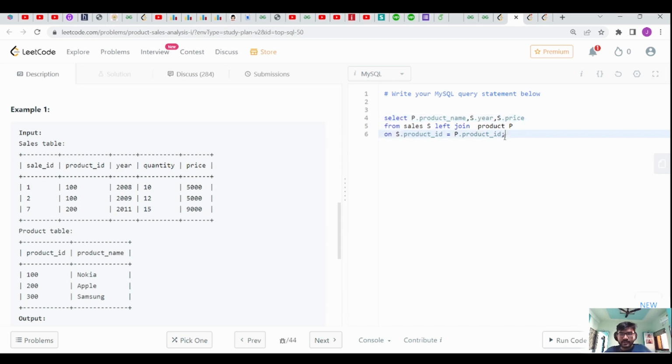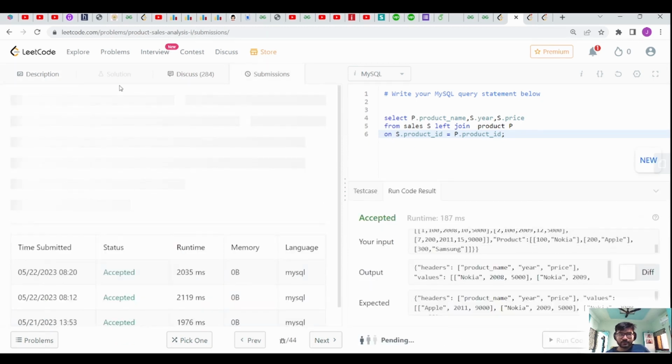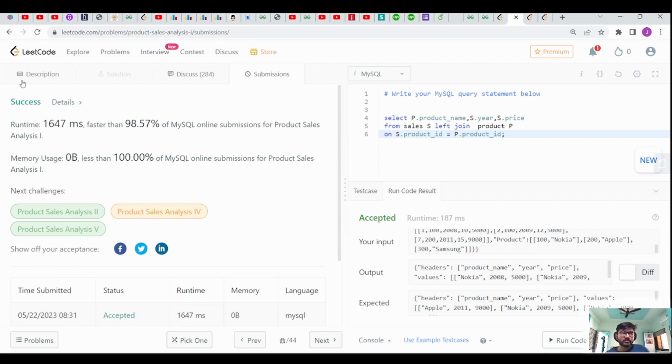Let's end with a semicolon, and let me try to run it. Yes, it is getting accepted. Let me try to submit the solution. Yes, we can see that it is also getting accepted.